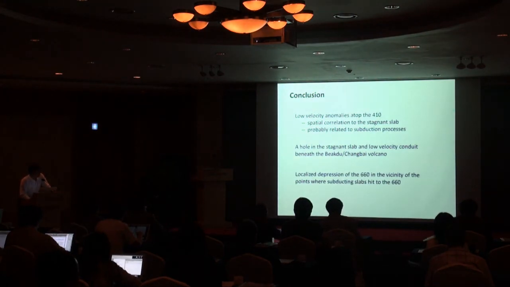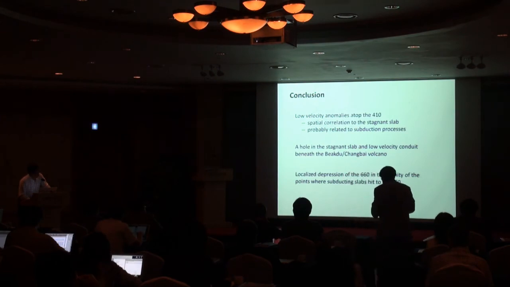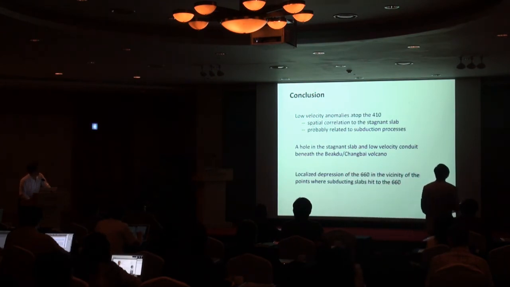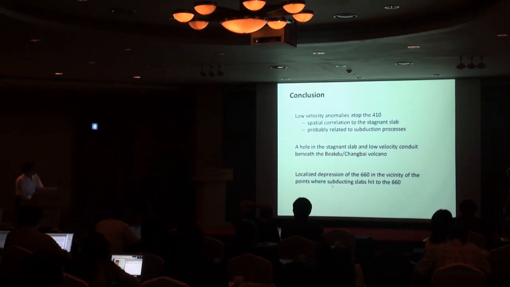So in conclusion, we have detected low velocity anomalies above the 410, and they have good spatial correlation to the stagnant slab, and probably they are related to some subduction processes. We detected the hole in the stagnant slab and the low velocity conduit beneath the volcano, and we detected the localized depression of 660 in the vicinity of the point where the subducting slab hit the 660.